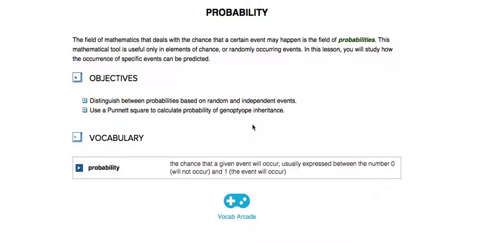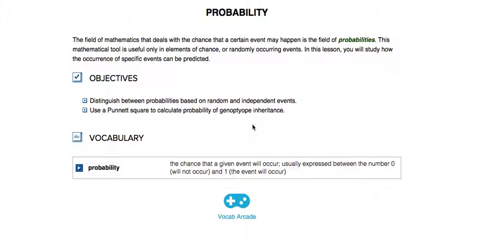Being able to distinguish between probabilities based on random and independent events, and then being able to translate that into a use of Punnett squares to calculate the probability of genotypes that you will see in terms of genetic inheritance. Last week you did the project on Punnett squares. Now we're going to take that one step farther and look at it from a statistical analysis standpoint, so that when you put everything together after this genetics unit, you have a good understanding of how to statistically look at how traits are passed down from one generation to the next.